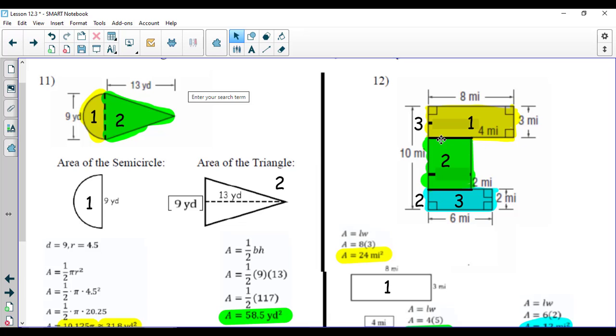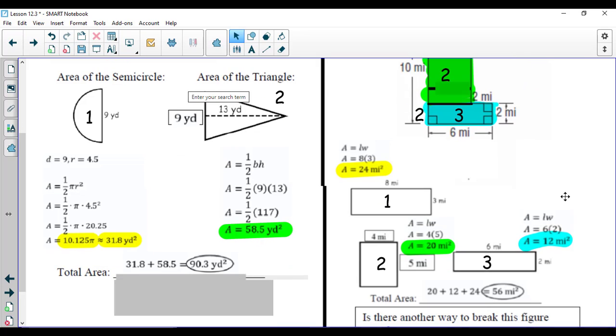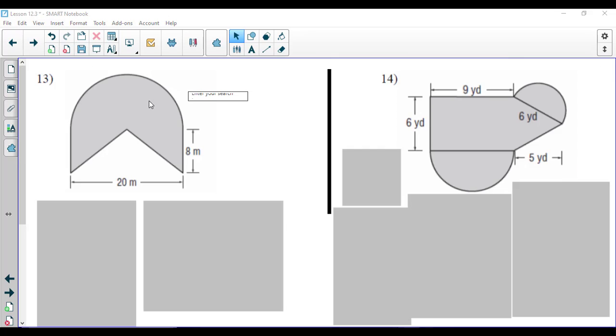You could do one horizontal line, one vertical line. Your in-between steps, your individual areas will be different, but your final solution should be the same. And if ever you try it a different way and you don't get the same solution, have me take a look at your work. And that's why it's really important to show the work for these, so I can figure out where you may have made your mistake if you got a different solution than we did.